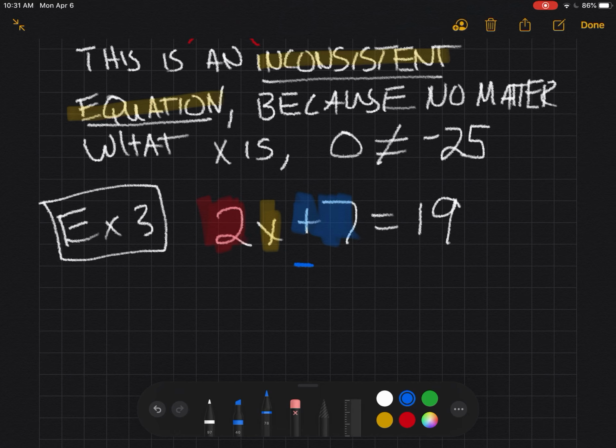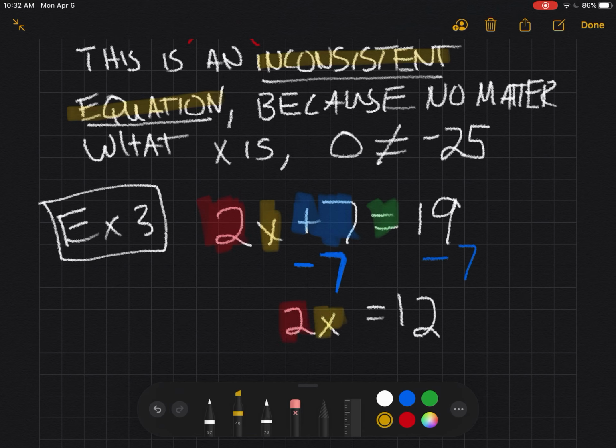So to deal with adding 7, the opposite of addition is subtraction. So we're going to subtract 7. And then because we have this equal sign here, we want to do the same thing to both sides of the equation. So we're going to subtract 7 from each side, and that's going to leave us with 2x equals 12.